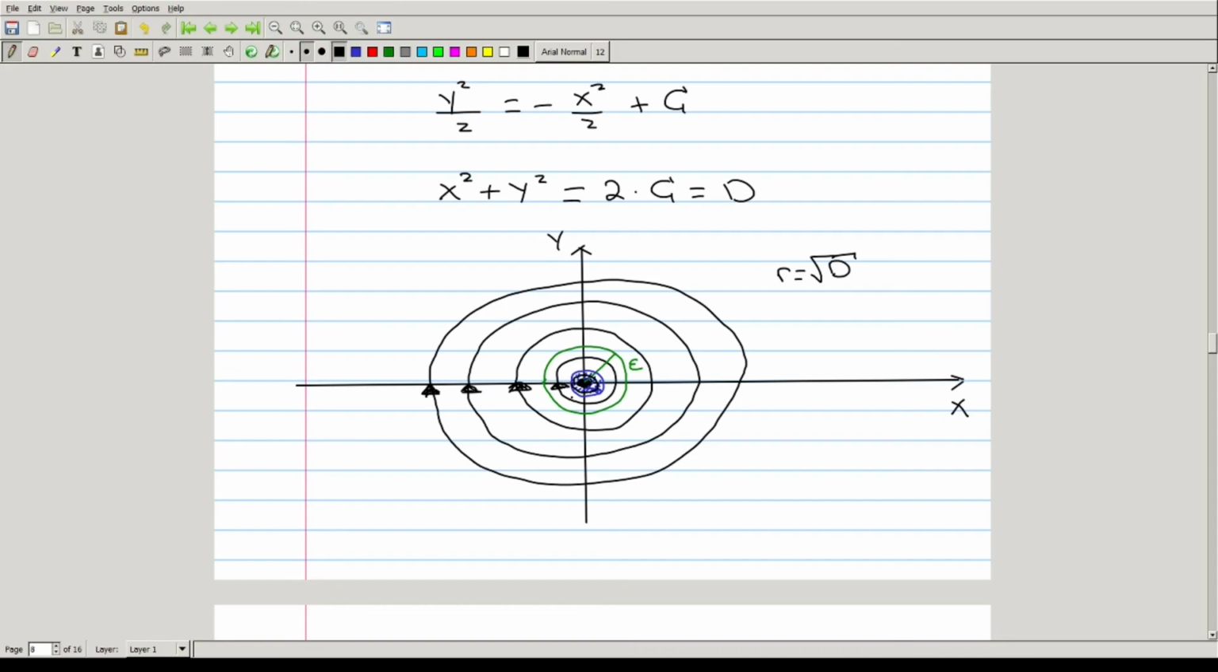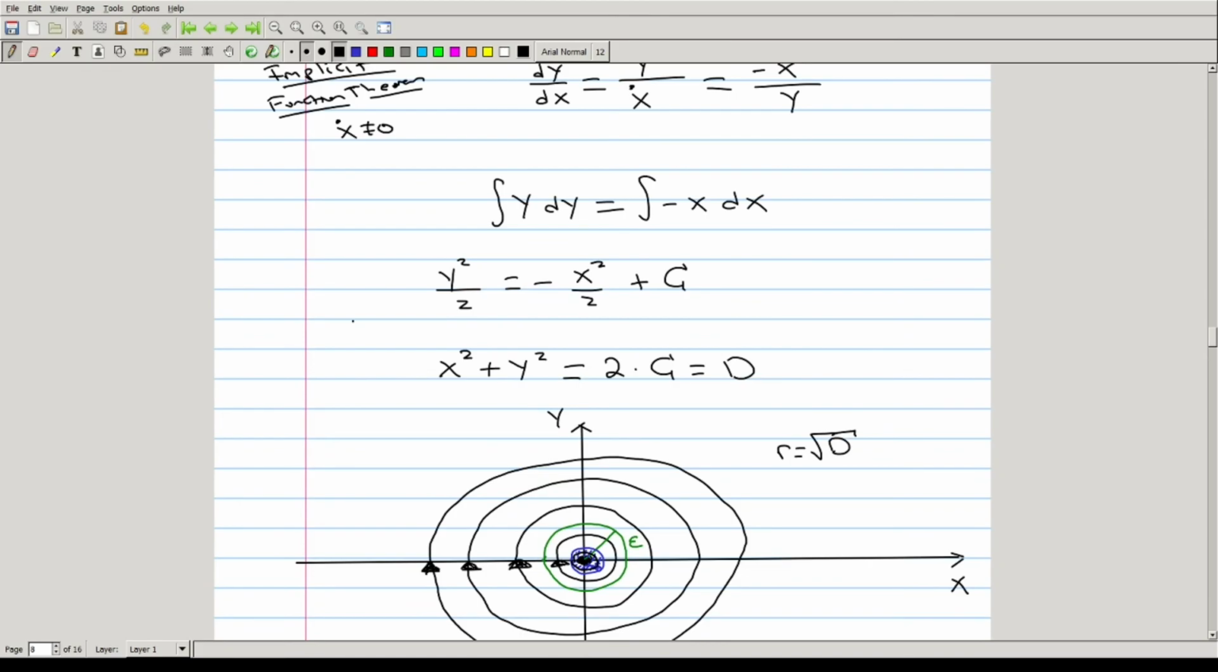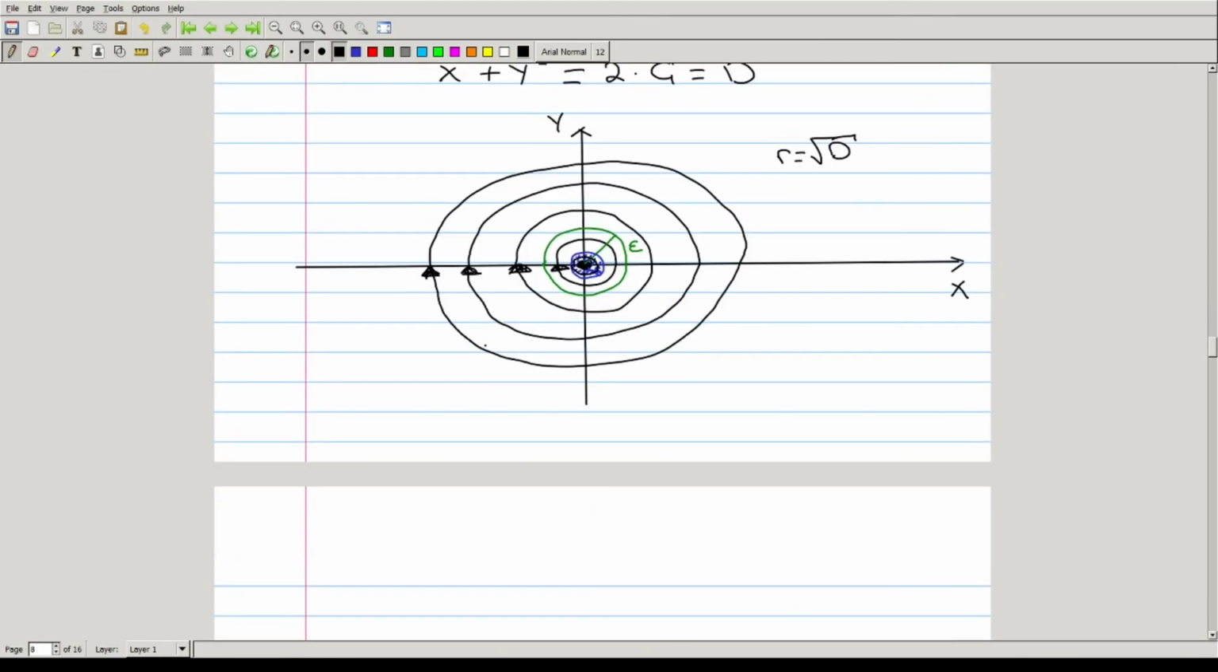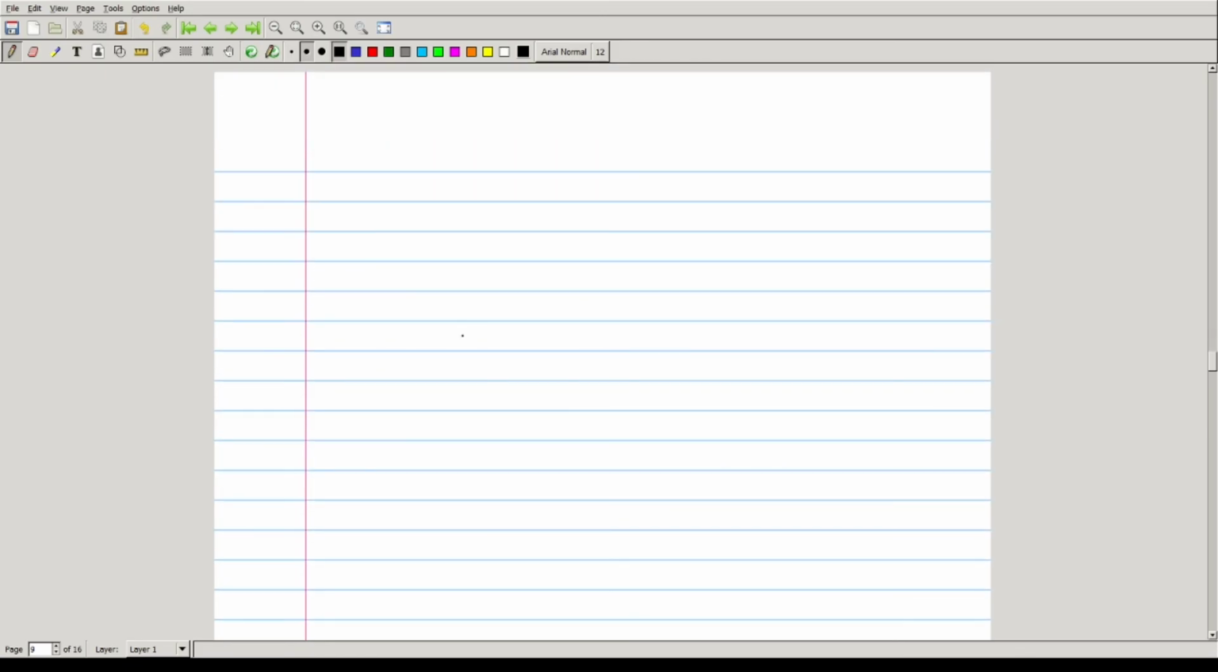But it's not asymptotically stable because for none of these orbits does there exist a small enough delta ball such that solutions inside of it converge to the equilibrium point. There is no such delta ball. This is just a quick explanation of why this equilibrium point is stable but not asymptotically stable.